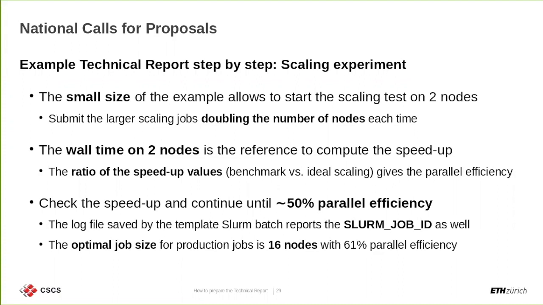The ratio of the speed up values, the one of the benchmark with respect to the ideal, the linear one, will give us the parallel efficiency. Then we check which speed up we obtain at each step when we double the number of nodes, and we continue until we reach more or less 50% parallel efficiency. The log file that we saved with this example reports the Slurm job ID, which we'll also ask you to report. This gives us the possibility to estimate the optimal job size for production jobs, that is 16 nodes in this case, at 61% of parallel efficiency.